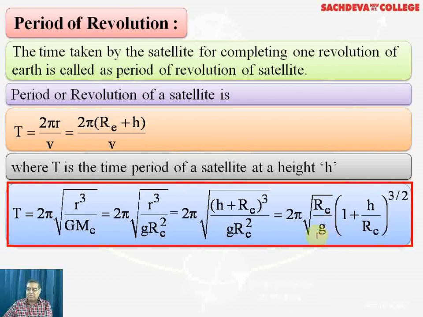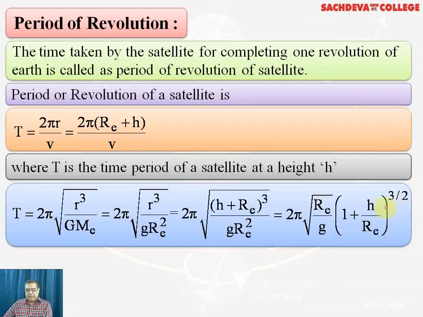Now if we rationalize Re square, that is, multiply by Re and divide by Re, our formula will become 2 pi under root Re over g into (1 plus h over Re) to the power 3 by 2, where h is the height at which the satellite is situated. Re stands for the radius of Earth, g is acceleration due to gravity. Wherever we write capital G, that is the gravitational constant, and Me stands for the mass of the Earth. So these are the formulas for the time period.